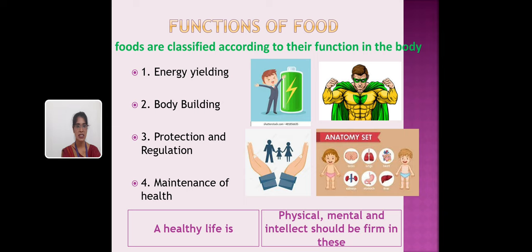And next one is maintenance of good health. Food contains phytochemicals and antioxidants which help in preventing degenerative diseases and play an important role in preventing heart disease, cancer, diabetes mellitus and many other diseases, etc.